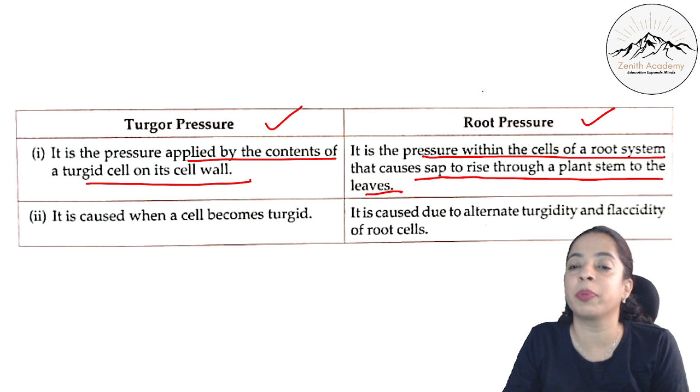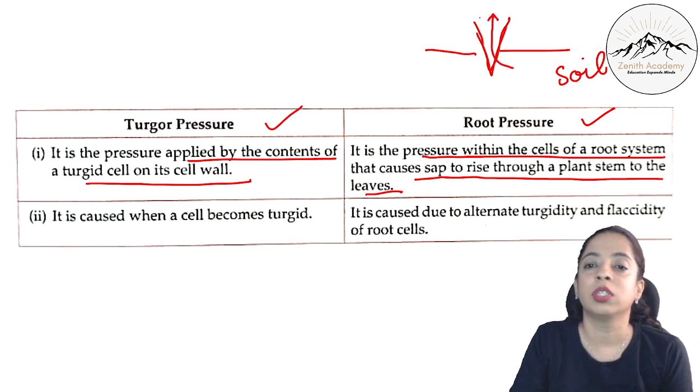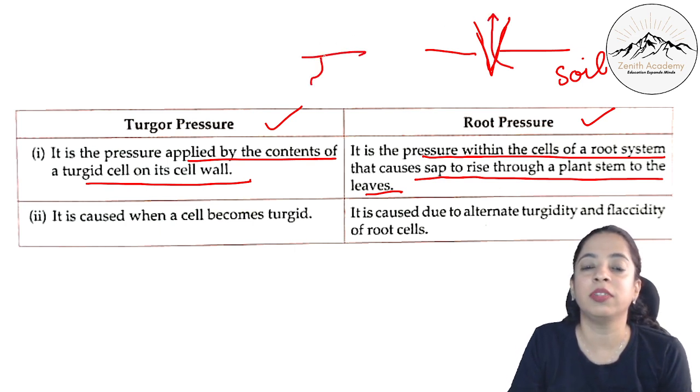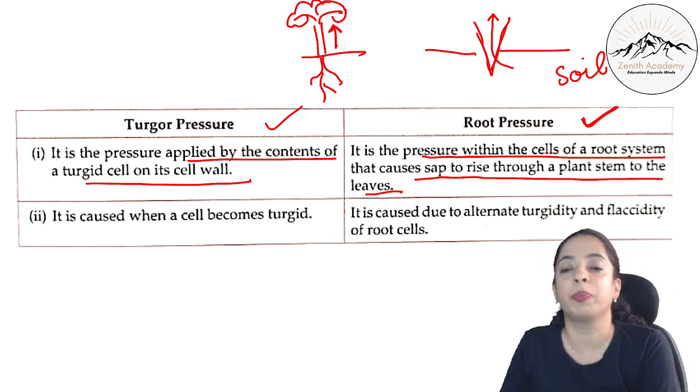So because of root pressure, see if this is a root and this is the soil. Now because of the root pressure, the sap is rising through the plant stem. It is through the roots. Then see, if these are the roots, this will be the stem, branches, and that would be the tree. So the sap will rise here because of this root pressure. So sap will rise through a plant stem to the leaves through root pressure.